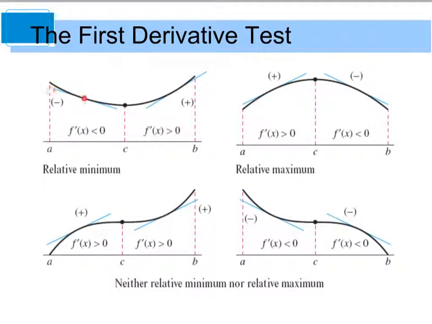Again, I have a negative slope, and I'm changing to a positive slope, which tells me I have a critical point, which is a relative minimum. Here I've got a positive slope. It's changing to a negative slope at that critical point, which tells me I have a maximum. And here I have two positives and two negatives on either side of my critical point. Therefore, I have no relative min or max around that critical point.